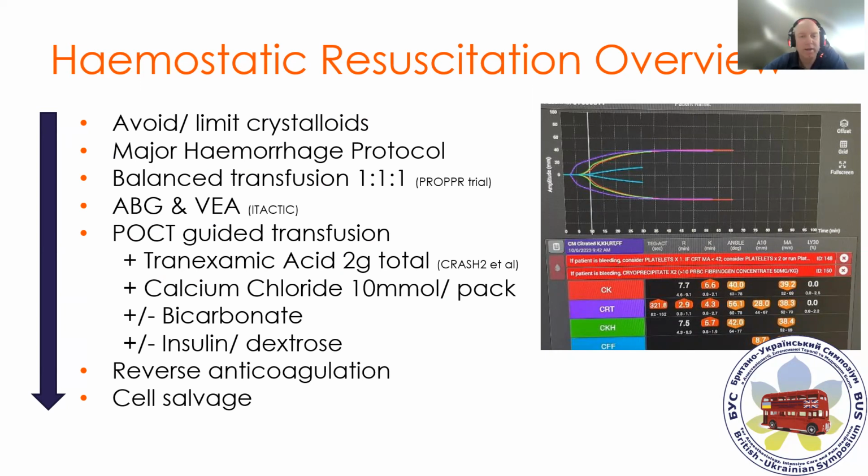And we'll give calcium chloride, roughly 10 millimoles, in titrated aliquots, roughly one syringe of 10 millimoles per 4 bags of red cells. We may give bicarbonate, and often we end up needing insulin and dextrose in larger transfusions to account for the hyperkalemia that can happen if older blood is being used. We'll reverse any anticoagulation using standard pathways, and we will have a very low threshold for using cell salvage, which is hugely beneficial for these patients in reducing transfusion requirements.